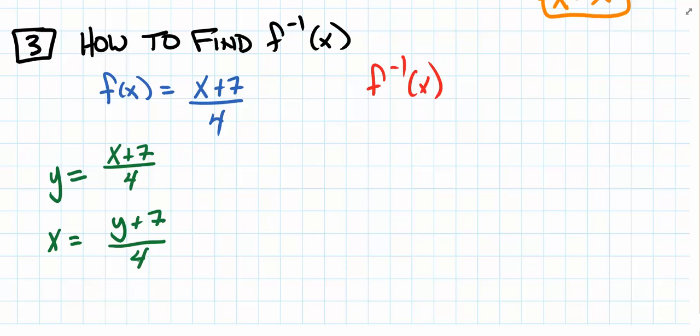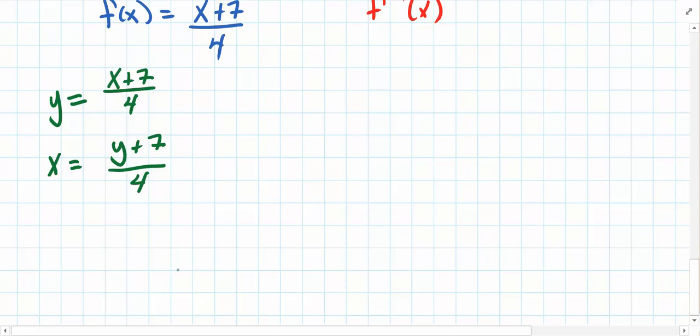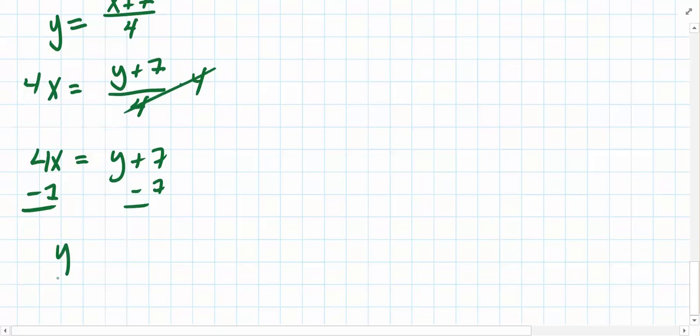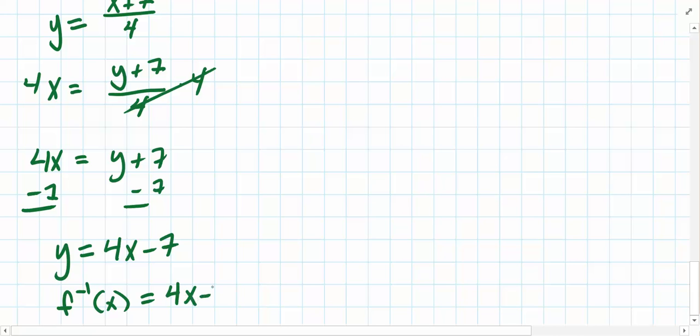Multiply both sides by 4. So multiply that side by 4, multiply that side by 4. So I would get 4x is equal to y plus 7, because that cancels out. And I want to solve for y, so what would I do next? I would subtract the 7 from both sides. Subtract the 7. And I would get that y would now be equal to 4x minus 7. And then the very last step is I would change this into my inverse function. So f inverse of x has to be 4x minus 7. Okay? And that's how we do it.